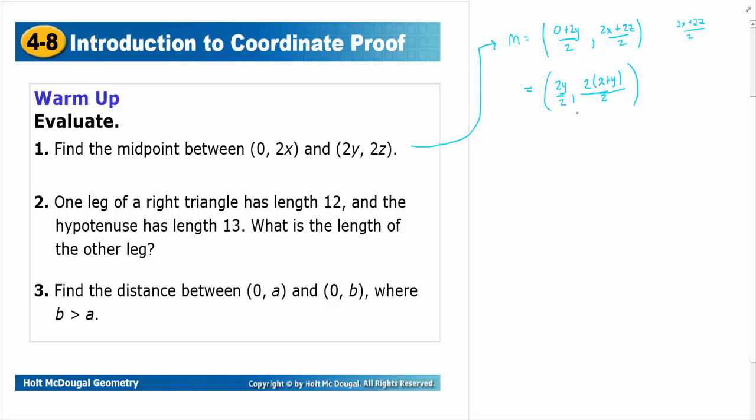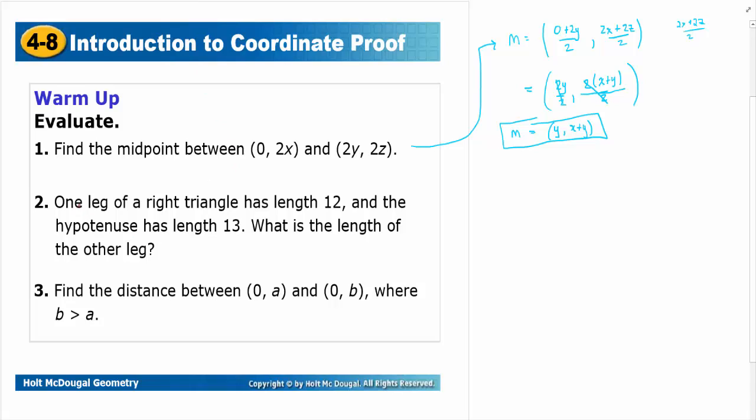So we have 2y over 2, and 2 times x plus z over 2. Cancel out the 2's, and we are left with y and then x plus z. So that is the midpoint in terms of your variables for number 1.